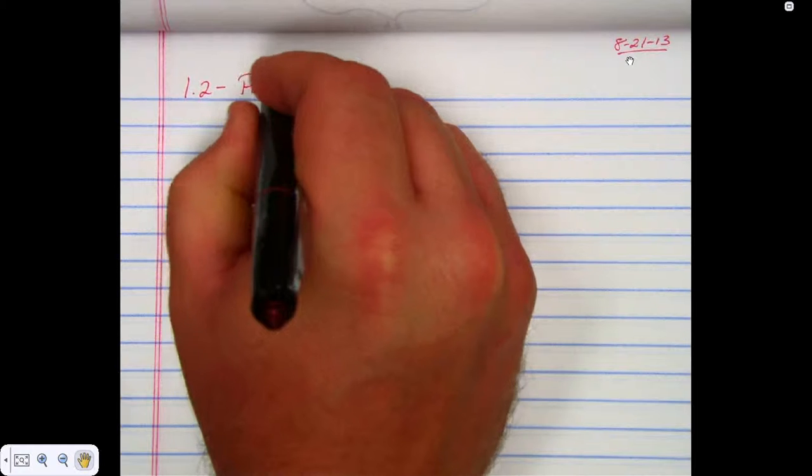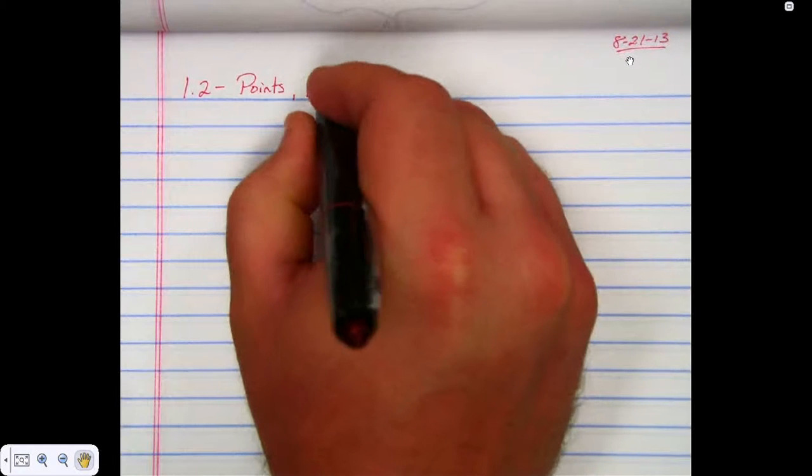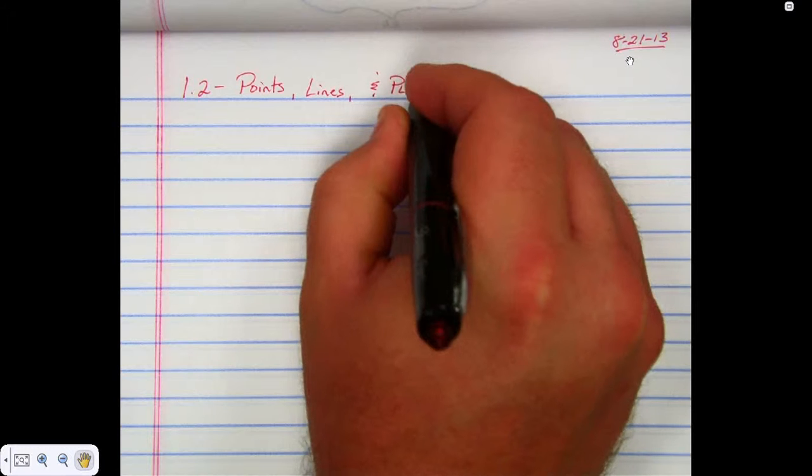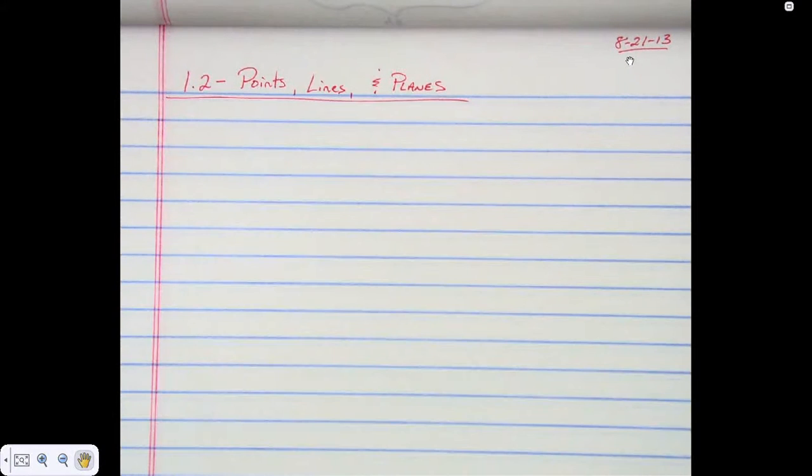This is 1.2: points, lines, and planes. In essence, a lot of what we're doing in this section, there's not going to be much figuring this or that out. There's hardly any computations to make. No 5 times 8 or anything like that.